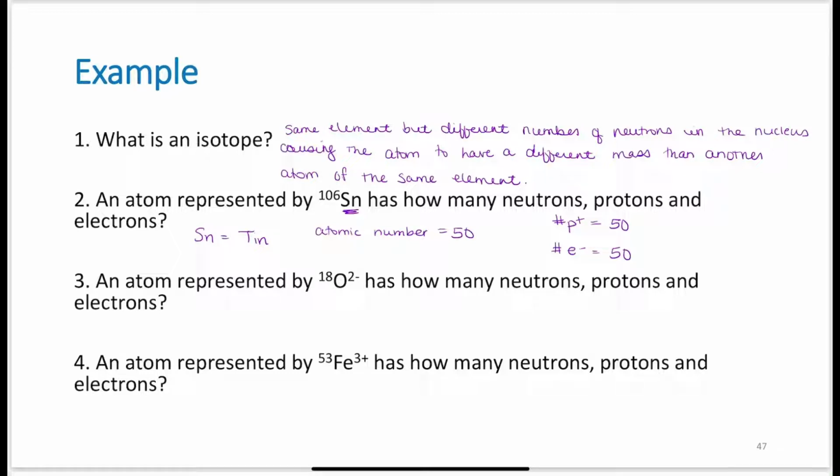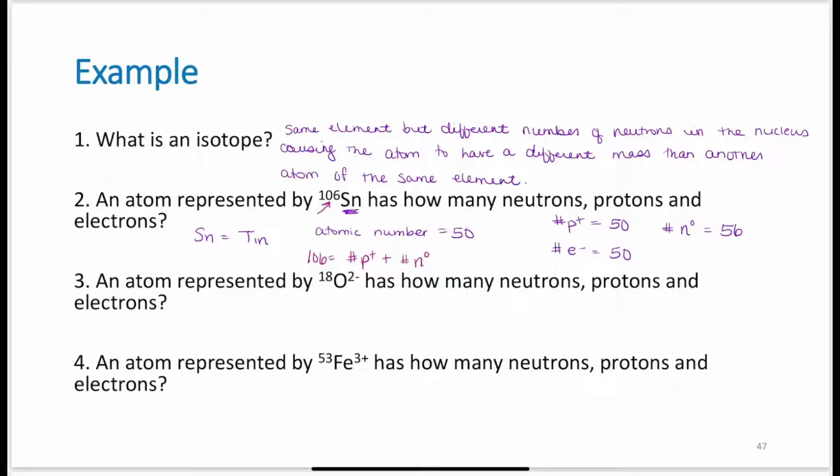Lastly, we want to know the number of neutrons. Remember, we get that from this mass number. This number here, this 106, is equal to the number of protons plus the number of neutrons we have, assuming that each one contributes 1 AMU. So in that case, the number of neutrons we have will be 56, because of course 56 plus 50 gives me 106.